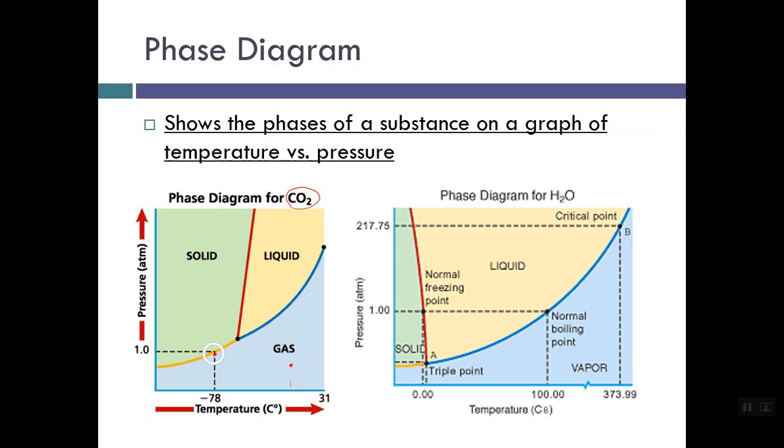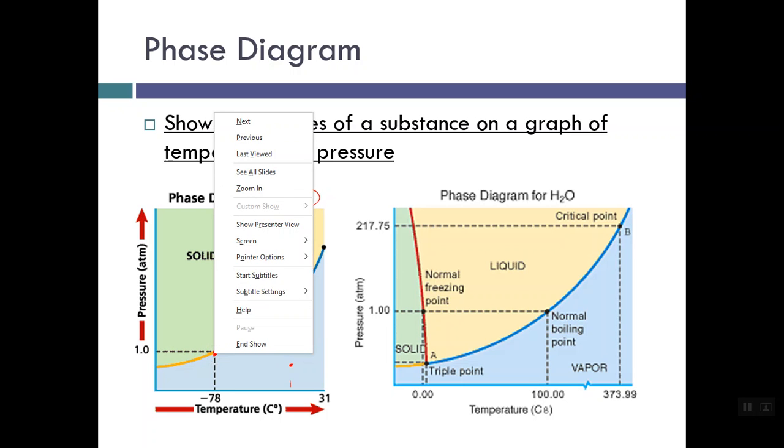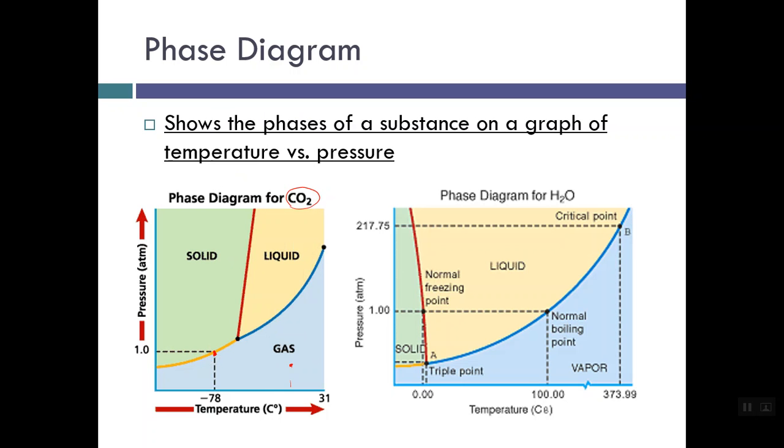If you're right here on the line, that's where you're making a phase change from a solid to a gas, which would be sublimation, or from a gas to a solid, deposition. All right. And here you have a phase diagram for water. You can see the solid right here, the liquid phase, and vapor is another word for gas.